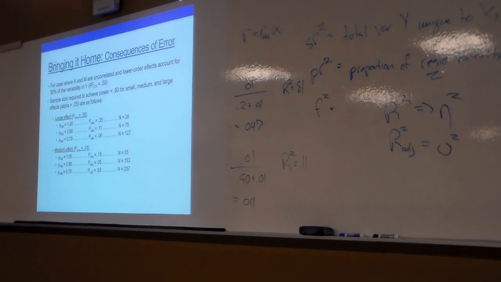Need 55 to adequately power the test of this interaction. If the reliability of my interaction drops to 0.8, the observed effect I'm looking for drops to 0.05, and I need 153. Down to 0.7, I now need 257 people to adequately power my test. If I'm looking for a small effect, and this is where our interaction terms live, our interaction effects are generally small effects.